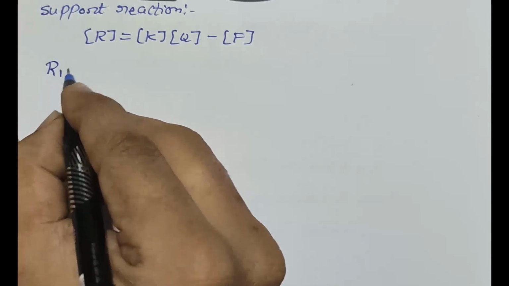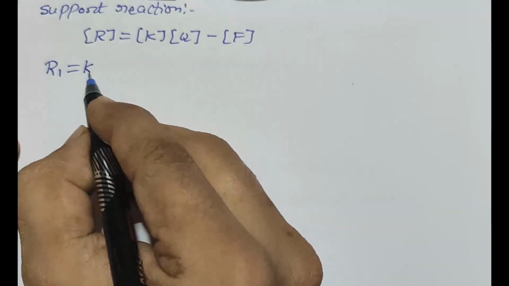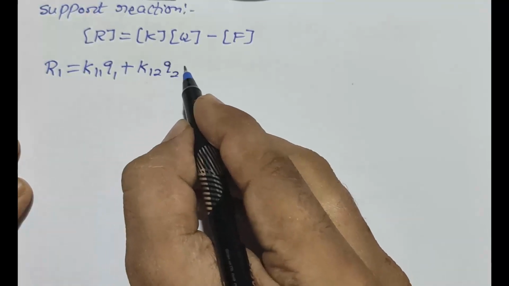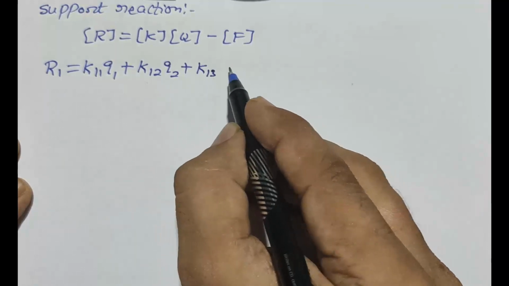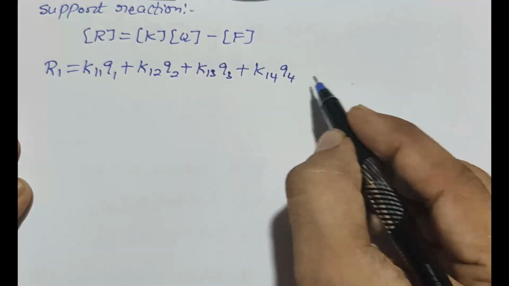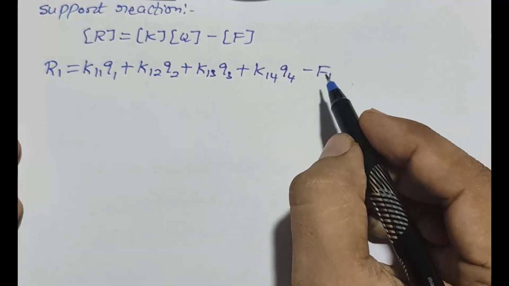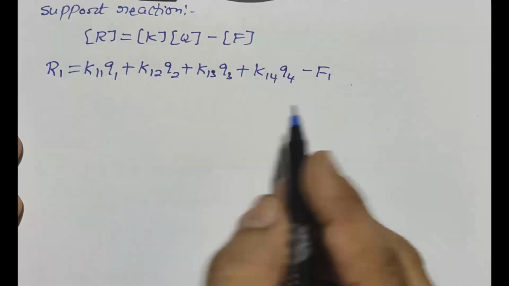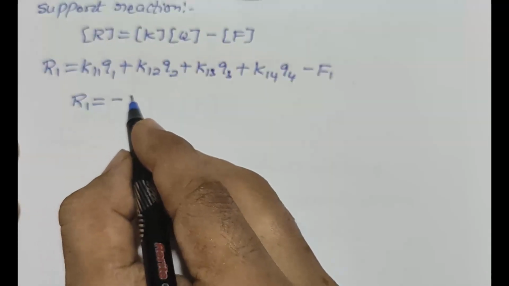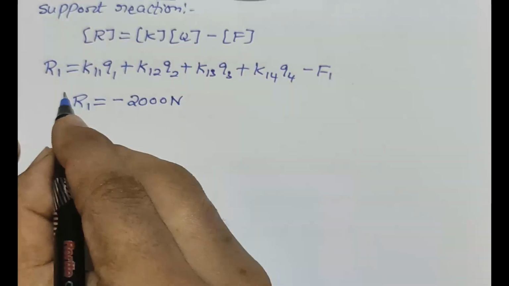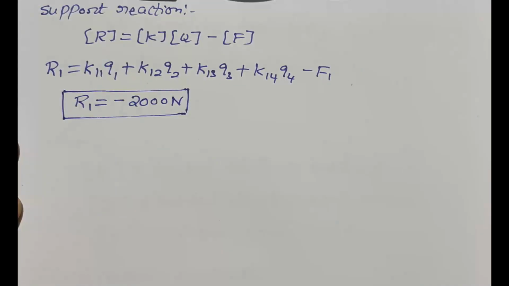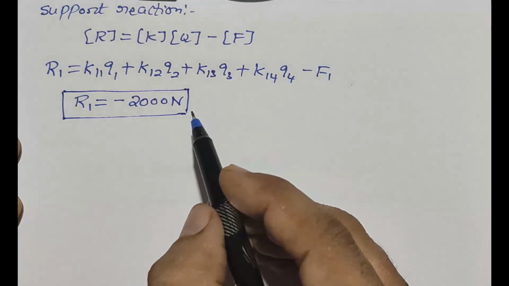So R1 is equal to K11 Q1 plus K12 Q2 plus K13 Q3 plus K14 Q4 minus F1. If we substitute all the values and simplify, we will get R1 is equal to minus 2000 Newton. This is R1, that is support reaction at node number 1.